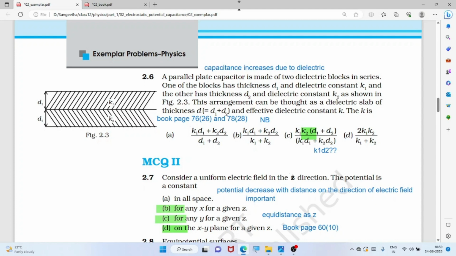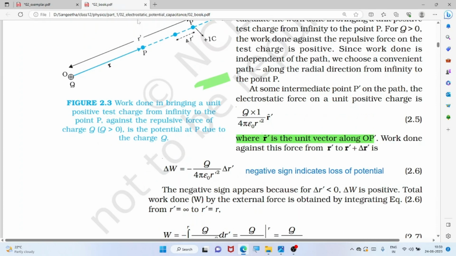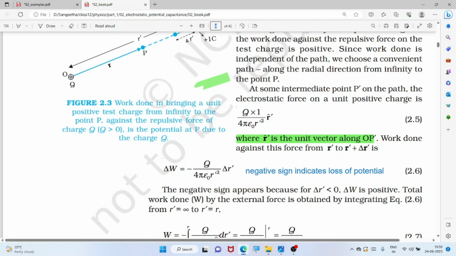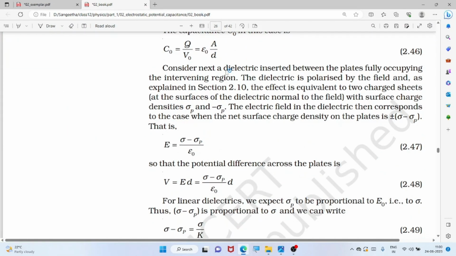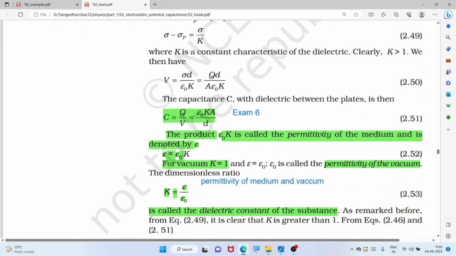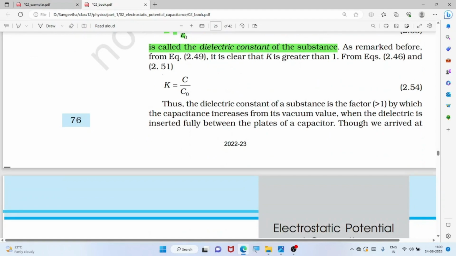So when you have a dielectric, the capacitance will increase. Book page 26. So here this is the capacitance due to the dielectric. We have a dielectric constant K, this is the permittivity of the medium, the dielectric medium, A is the area of cross section, d is the distance. Here this formula we have to use.